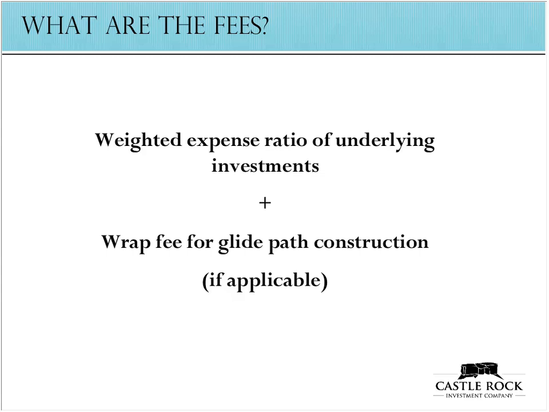Generally, the bulk of the fees are going to be the weighted average expense ratio of the underlying investments. So remember, a target date fund is simply a dynamic model portfolio. In that model portfolio, you have all your underlying investments. We take the weighted expense ratios for all those investments, and that is your expense ratio for your mutual fund. They used to historically put a wrap fee on top of the underlying expenses. That wrap fee was to pay simply for the construction of the asset allocation.